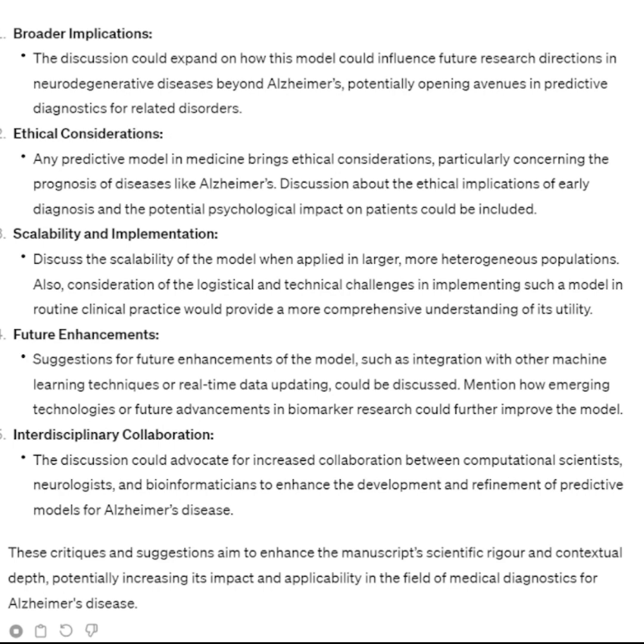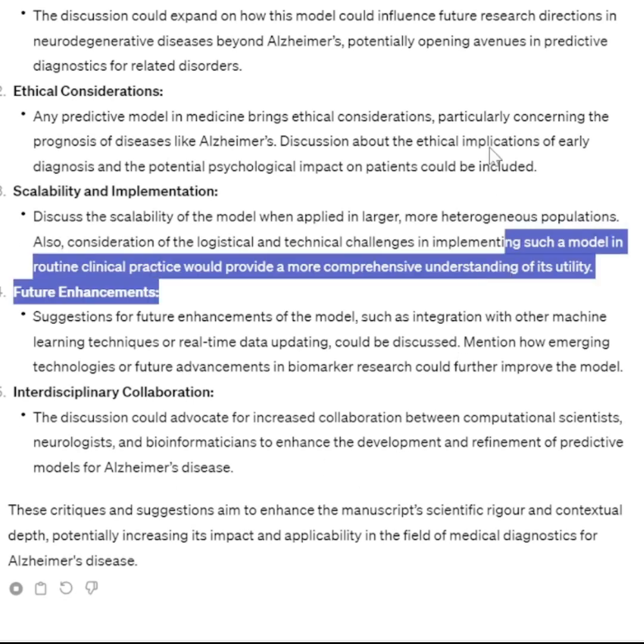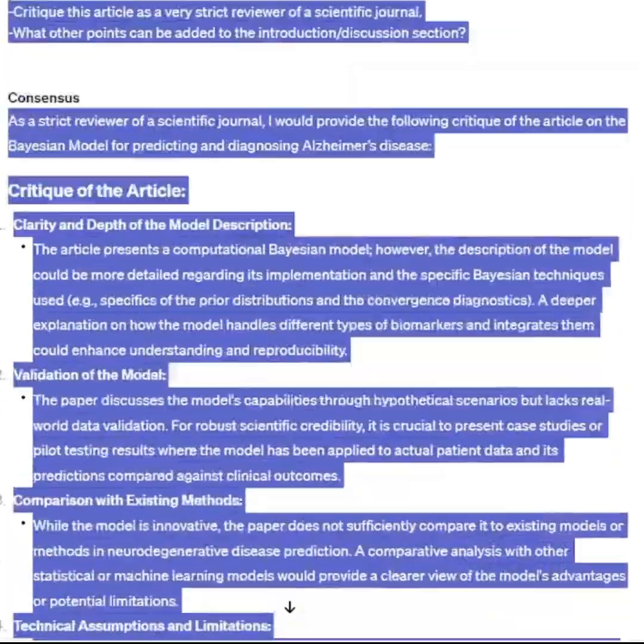These critiques and suggestions aim to enhance the manuscript's scientific rigor and contextual depth, potentially increasing its impact and applicability in the field of medical diagnostics for Alzheimer's disease.